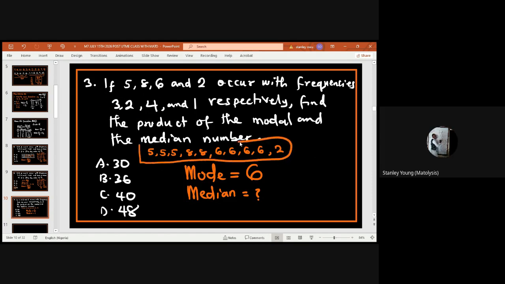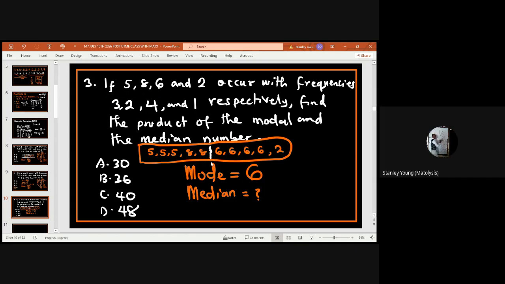Yes. Look at this number. Where do you think the middle number lies? Between 8 and 6. Fantastic. So it's between 8 and 6. Since it's between 8 and 6, it's going to be the average of 8 and 6. What number lies exactly between 8 and 6? You can tell me. 7.